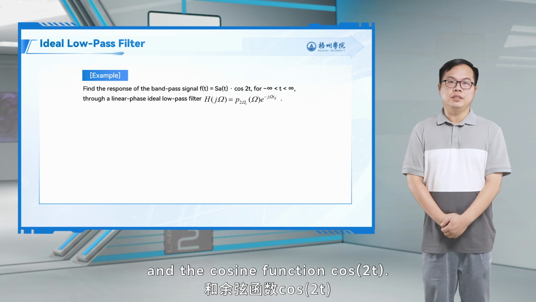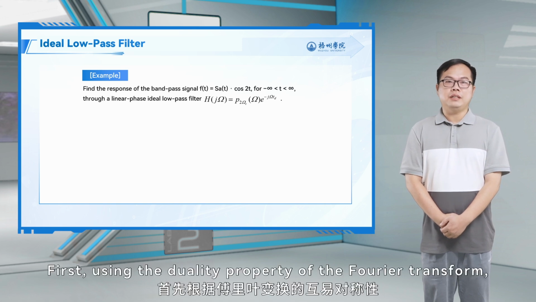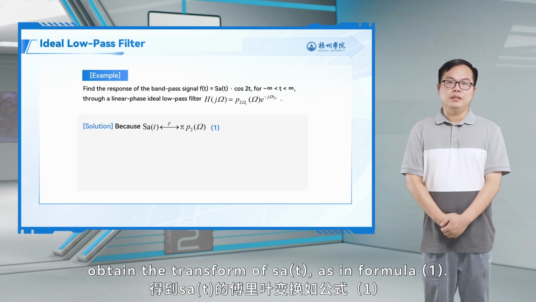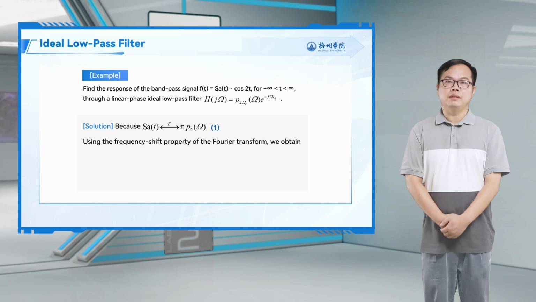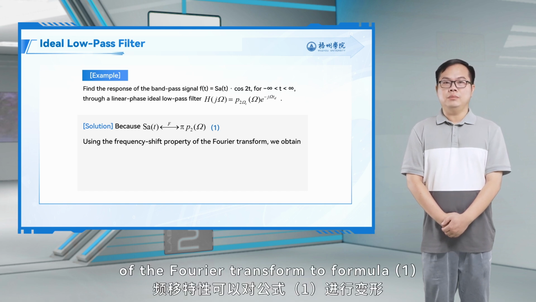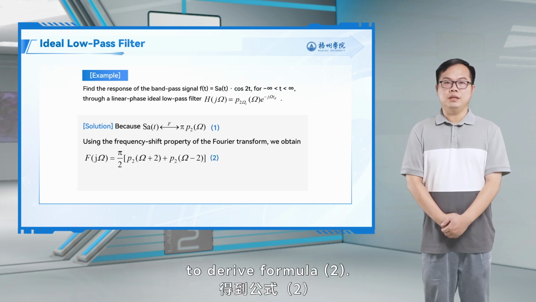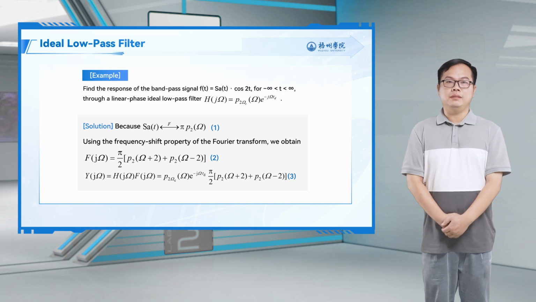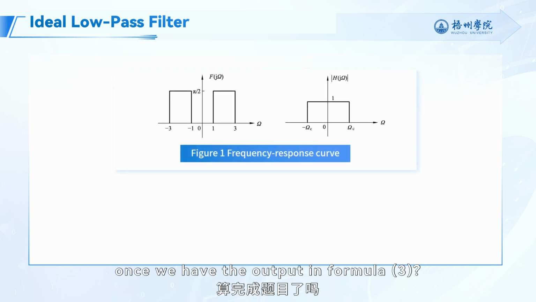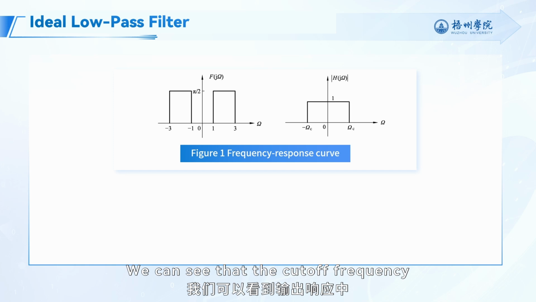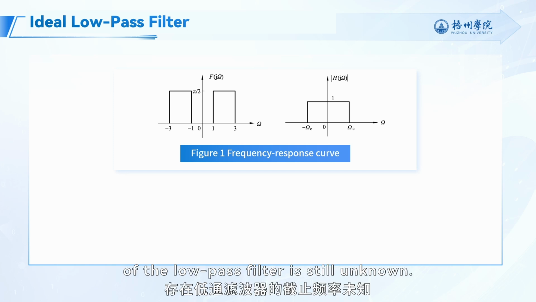First, using the duality property of the Fourier transform, obtain the transform of Sa(t), as in formula 1. Next, apply the frequency shift property of the Fourier transform to formula 1 to derive formula 2. Finally, obtain the system's output response, as in formula 3. Is the problem finished once we have the output in formula 3? Not yet. We can see that the cutoff frequency of the low-pass filter is still unknown.